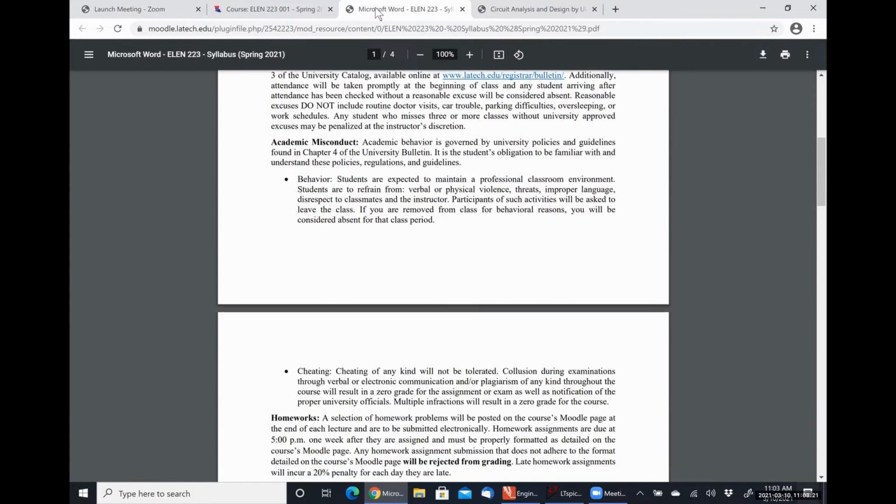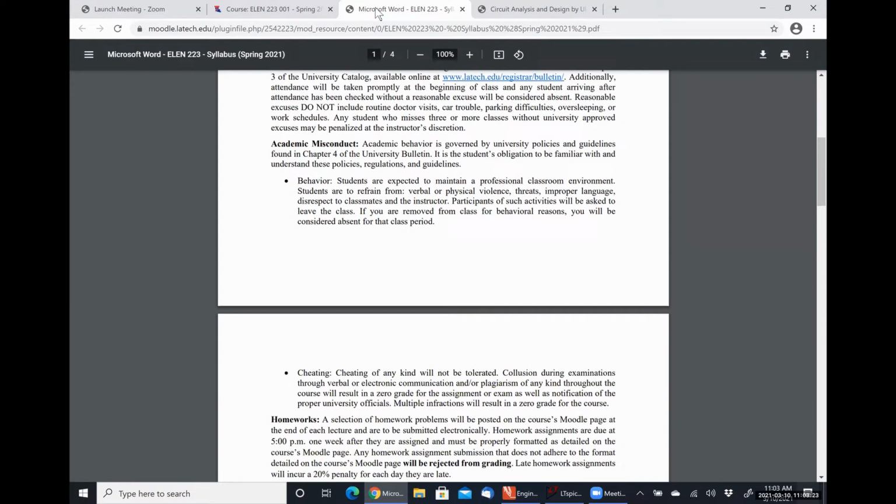Academic misconduct: officially, more stuff from the bulletin. Unofficially, if I catch you cheating, I'm going to fail you. And as far as behavior and all that kind of stuff, if you're less of a jerk than I am, then we're going to be on great terms.